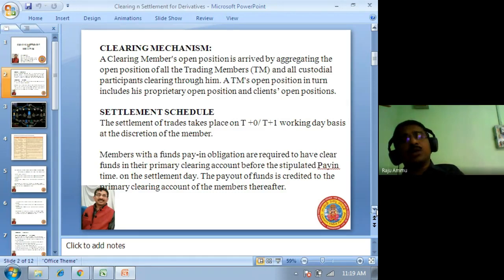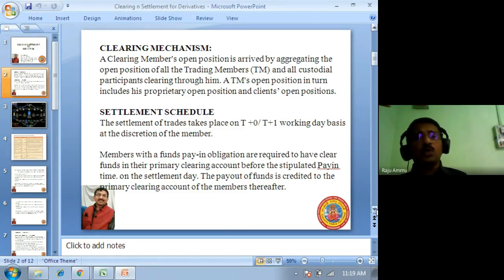Okay, right? So the settlement schedule is: the settlement of trades takes place on the trading day and/or trading day plus 1, that is the next working day, on a basis at the discretion of the members, of course. Now let us go into the members' pay-in and payout obligations.